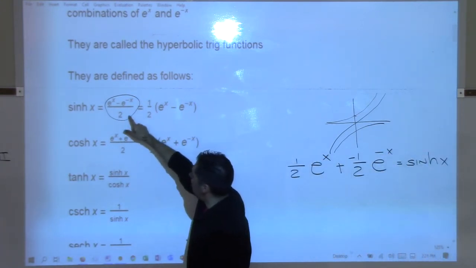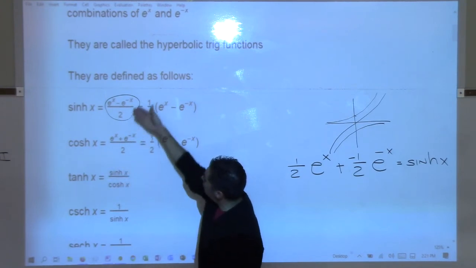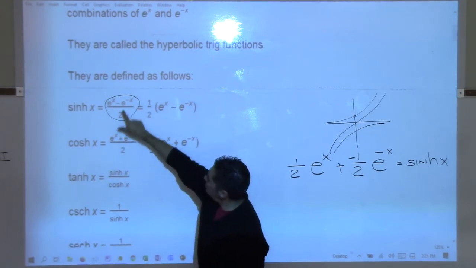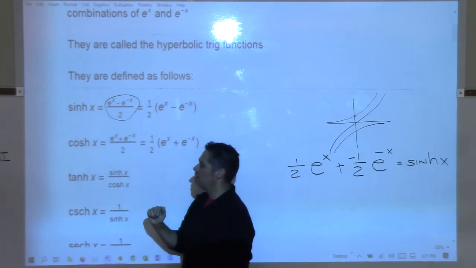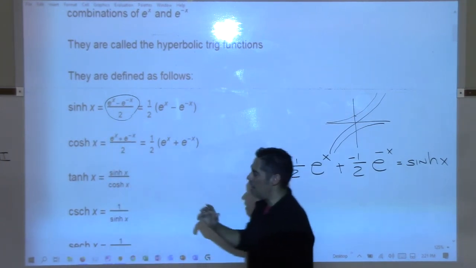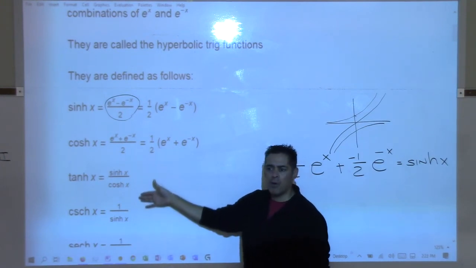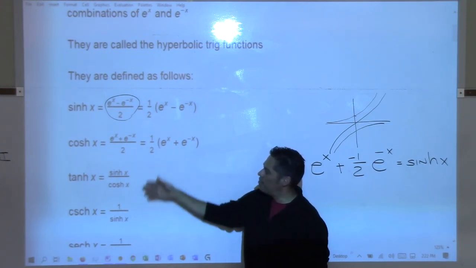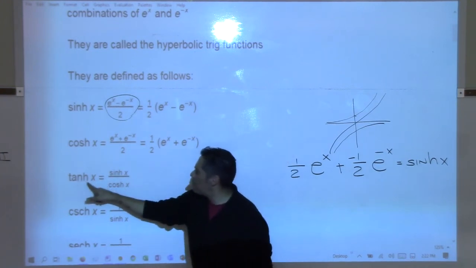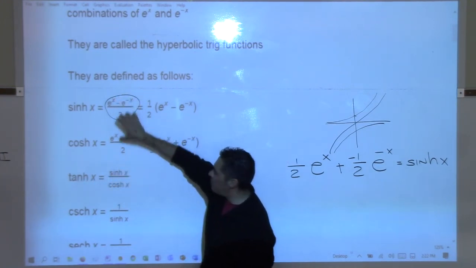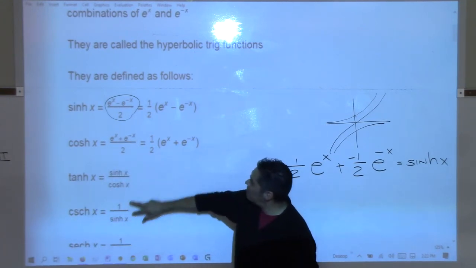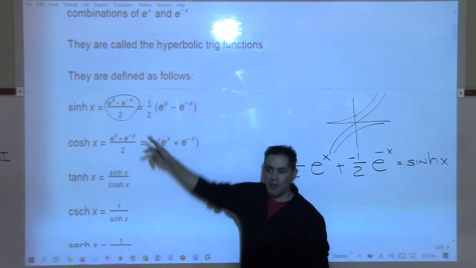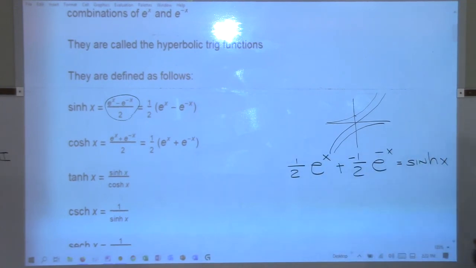And then notice for hyperbolic cosine, what's the only difference between these two? That's a plus, that's a minus. So the sine has the subtraction, and the cosine has the add. And then what are the other four trig functions? The tangent hyperbolic is just that divided by that. And then the cosecant hyperbolic is just the reciprocal of this one, and so on and so forth. So now we have 6 new trig functions, don't we? 6 new.